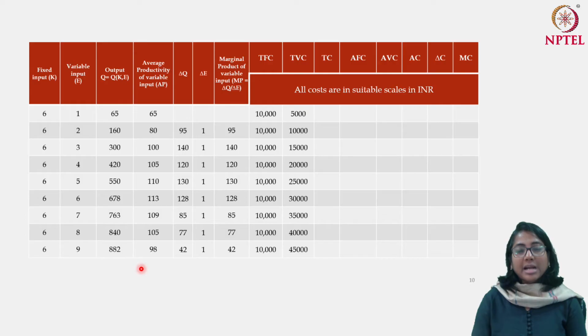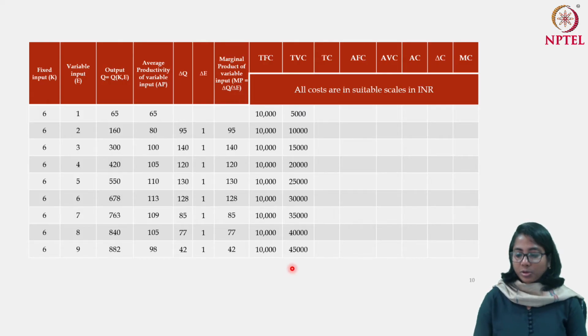So we started our discussion with the production function. All these relationships which are represented by Q, K, E, the behavior of the average productivity curve, the behavior of the marginal productivity curve, all of them together actually determine the shape of the production function. This is where we began.